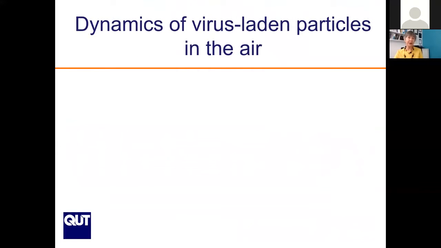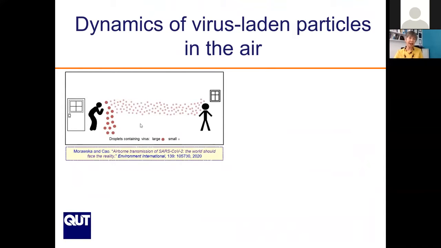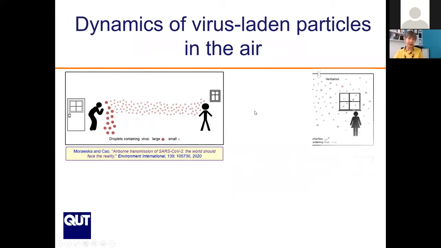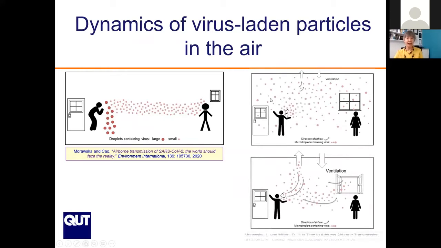So what happens to the particles of this size in the air, the dynamics of virus-laden particles in the air? As schematically presented in these diagrams, these particles which are bigger are taken by gravity and removed from the air very quickly and in close proximity to the infected person. However, smaller particles stay in the air and undergo various other processes. Again, schematically presented in this diagram.